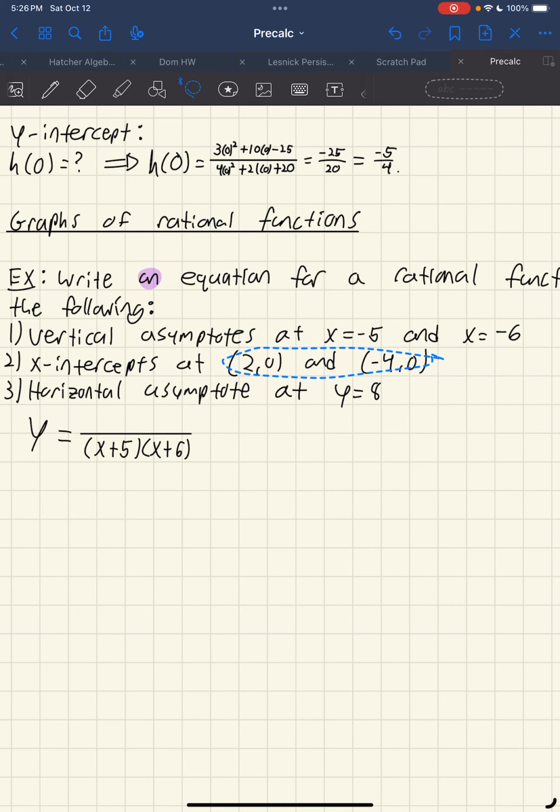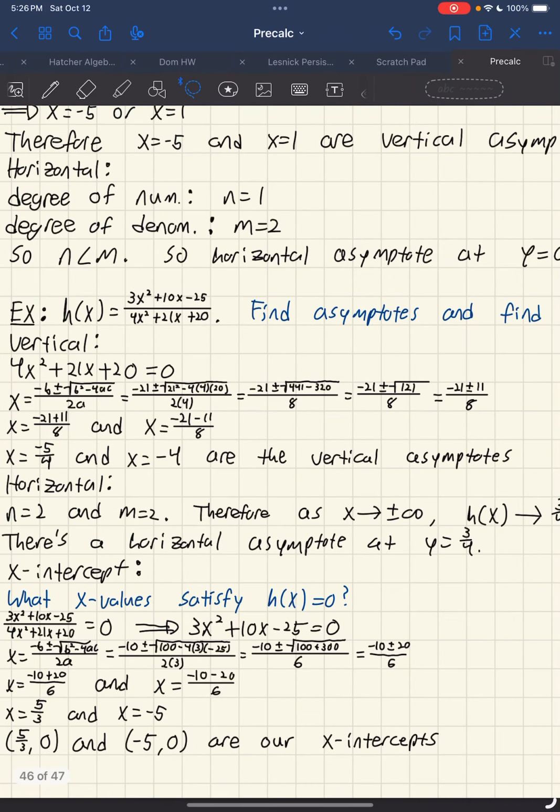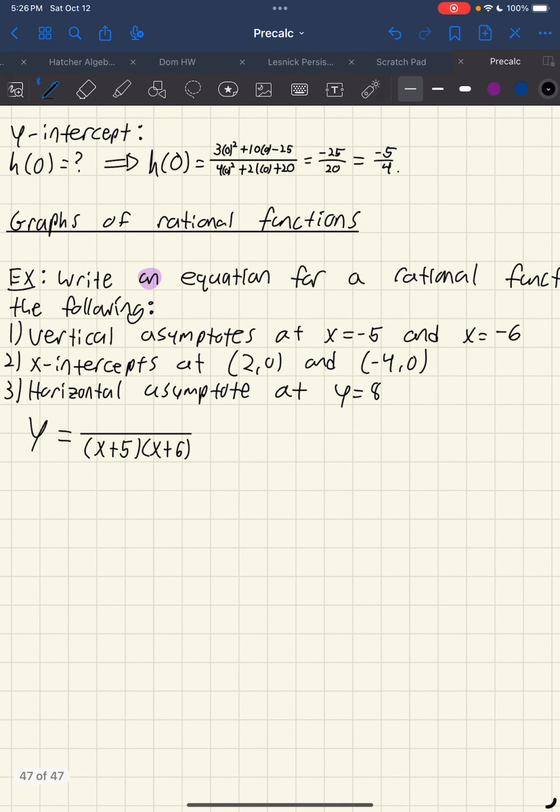What about x-intercepts? Well, let's look back at the example we just did. X-intercepts are exactly when the numerator is 0. So if I'm being told that it has x-intercepts at x equals 2 and x equals -4, then that means my numerator, I'm leaving a space here on purpose, by the way, is going to be x minus 2, x plus 4. Because if I plug in 2, I get 0 upstairs, which means the whole thing is 0. Similarly, if I plug in -4, I get 0 here, making the whole thing 0.